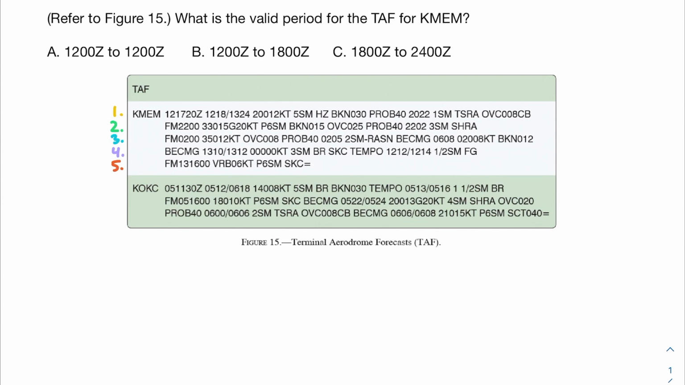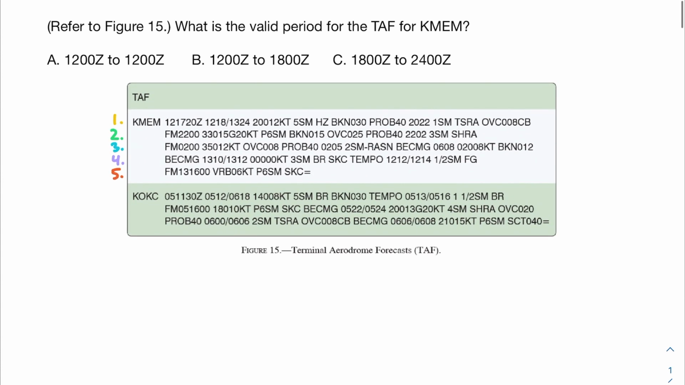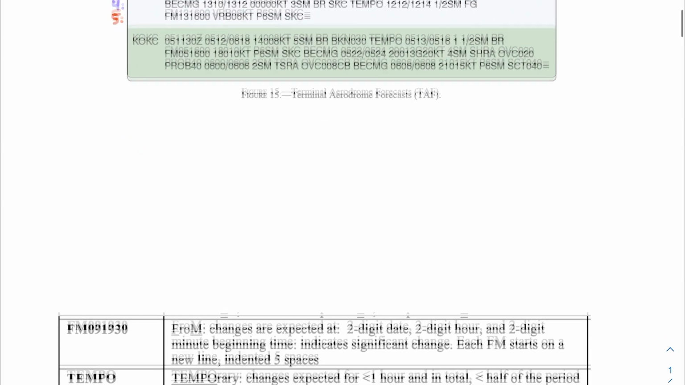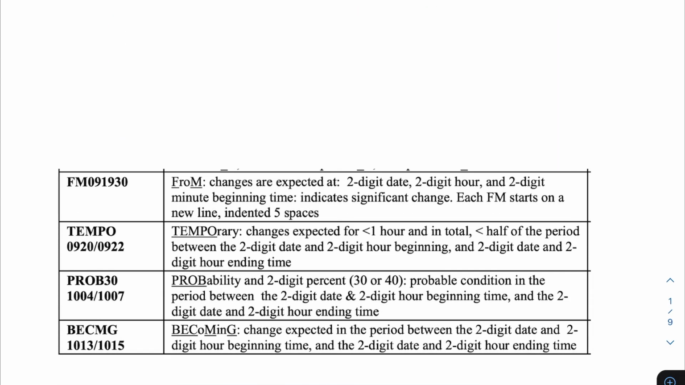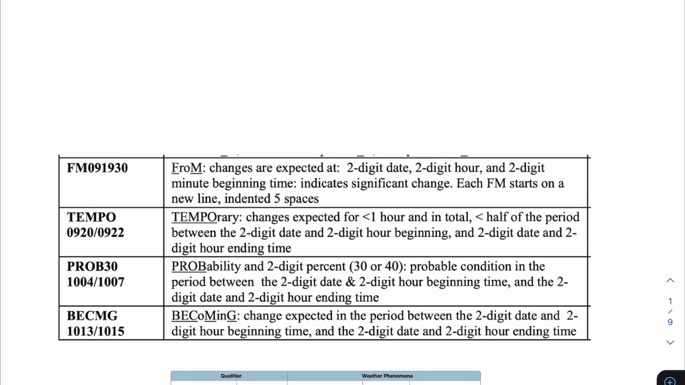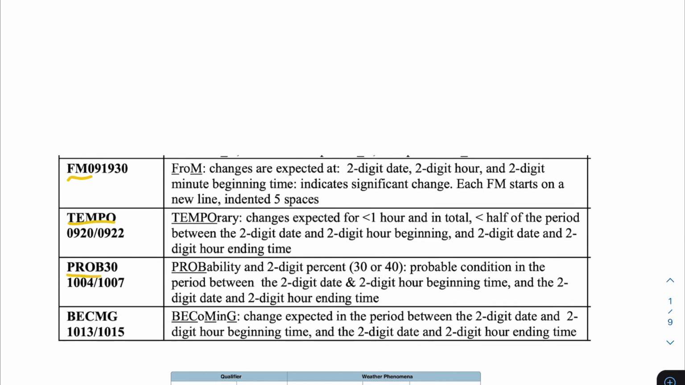So one thing right off the bat you might notice about TAFs is that they are longer than METARs, and that's because they're covering the weather over a longer amount of time. One other differentiator between TAFs and METARs is that they have these special keywords. They're telling you that there's going to be a change in the weather. And those four things that you want to look out for are FM, which means from, TEMPO, which is short for temporary, PROB, which is short for probability, and BECMG, which is short for becoming. So every time you see one of these four, you can anticipate that the following conditions are the result of a change in the weather.